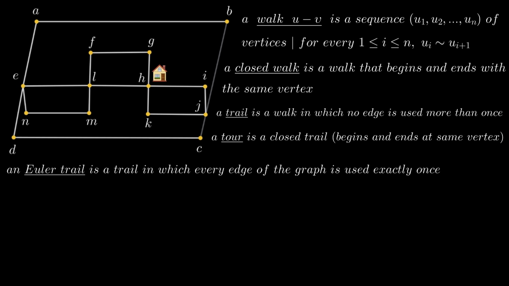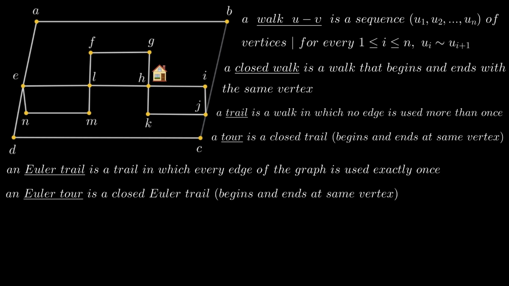An Euler trail is a trail in which every edge of the graph is used exactly once. An Euler tour is a closed Euler trail, an Euler trail that begins and ends with the same vertex. So basically the problem is asking us to find an Euler tour of this graph, which is a network of streets.